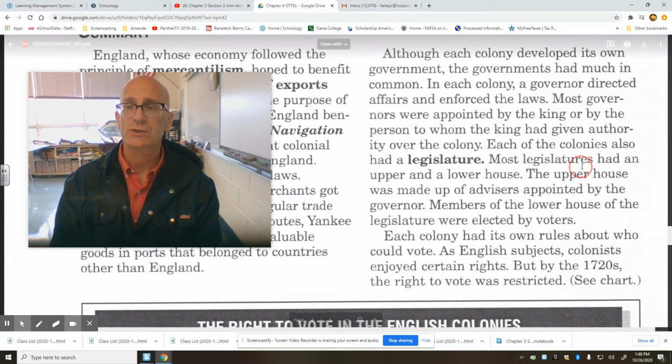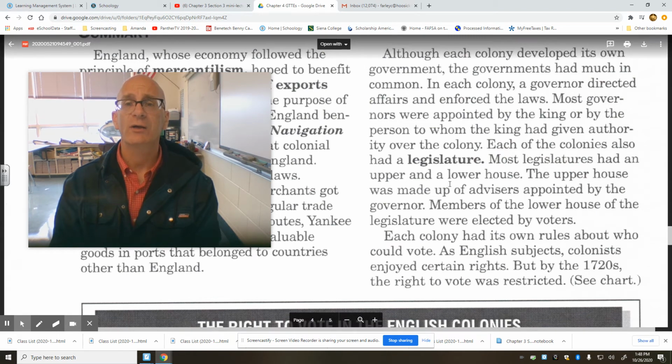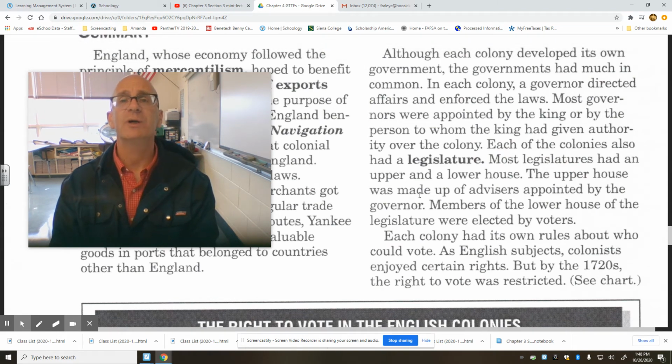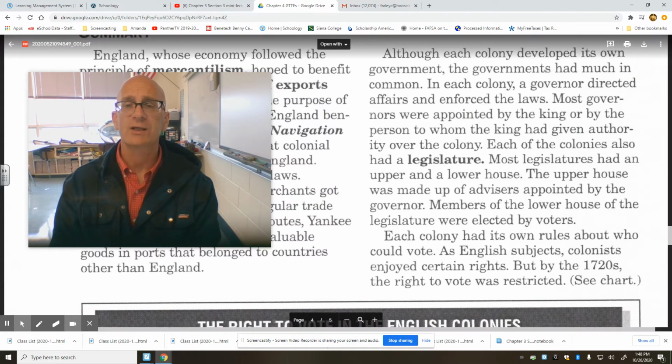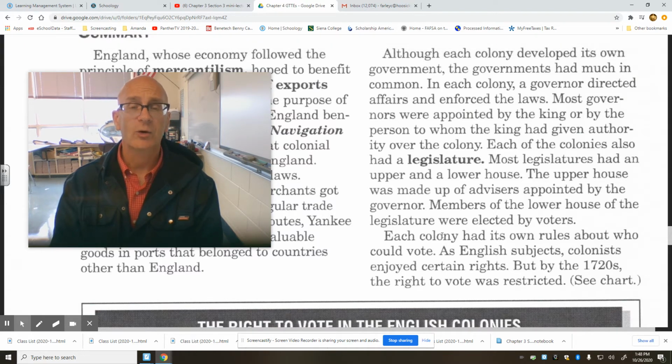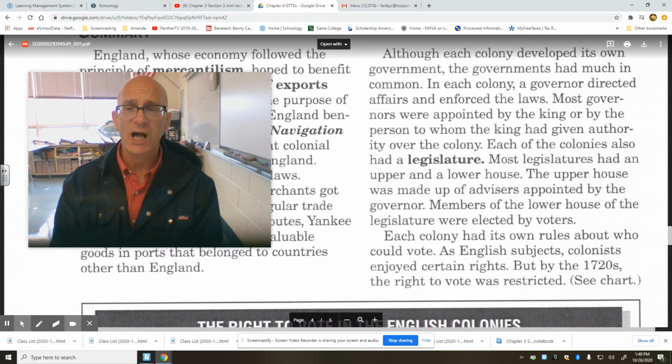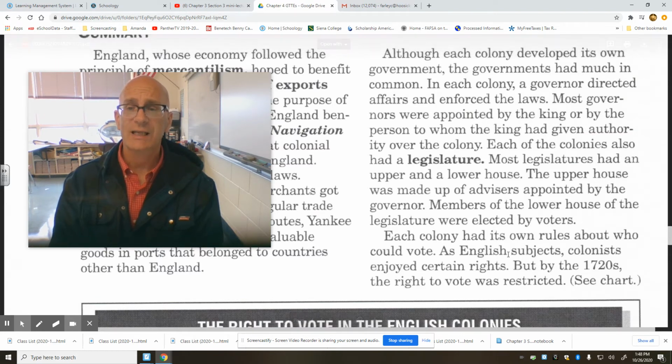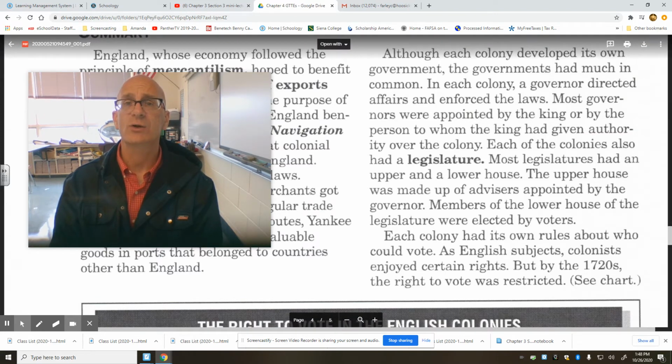Most legislatures had an upper and a lower house. The upper house was made up of advisors appointed by the governor, and members of the lower house of the legislature were elected by voters. We're going to talk about who could actually vote in a moment. You'd be surprised at the number of people who could not vote in the early colonial period. Each colony had its own rules about who could vote. As English subjects, colonists enjoyed certain rights.